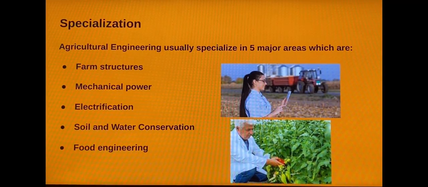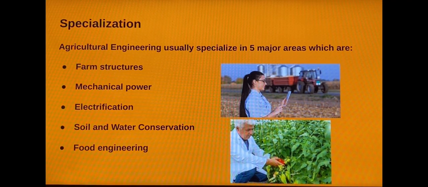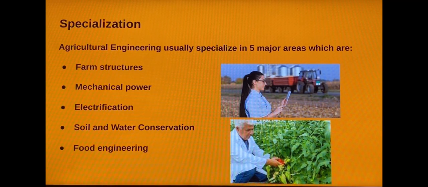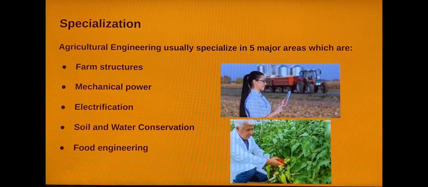Specialization: we have 5 major areas, which are farm structures, which is the different designs of farmhouses, barns, animal shelters, facilities, etc. Mechanical power, which is different machines for farming and harvesting. Electrification, which involves electrical systems that are used for curing and drying crops. Soil and water conservation, which have systems for drainage. And food engineering, which includes designing efficient food plants and machinery which preserves foods.